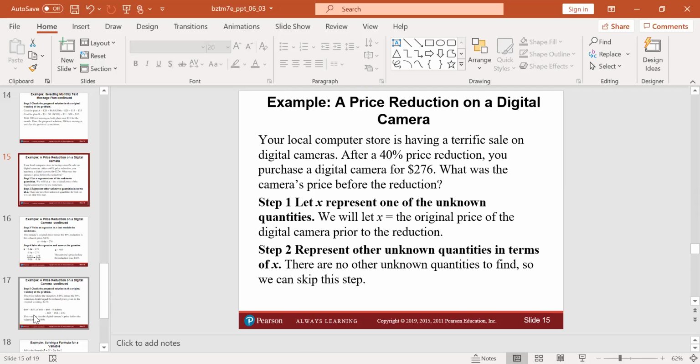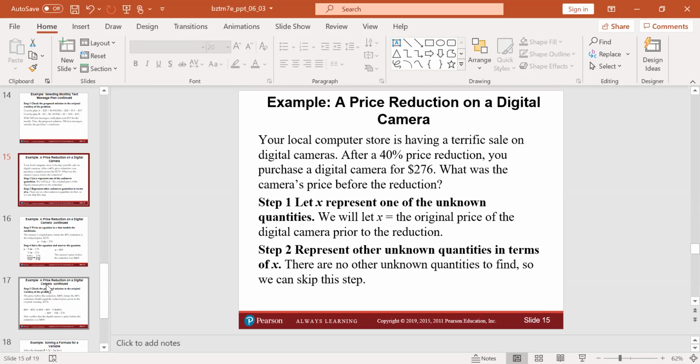Anyways, after a 40% price reduction, you purchased the camera for $276. What was the camera's price before the reduction? Let's say we're not worried about sales tax. We just want to know what the price is after you get the nice discount, but before you apply any sales tax.